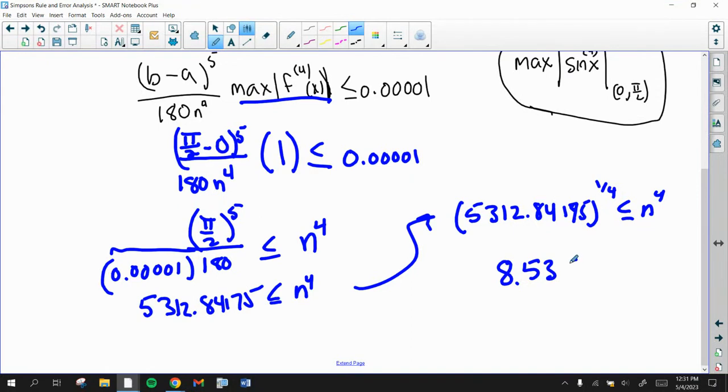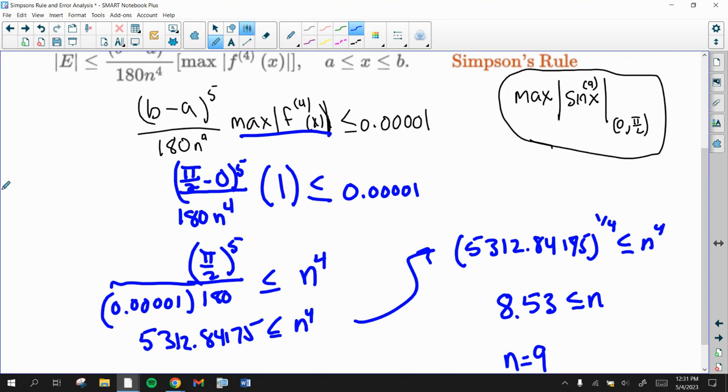8.53. And I'm going to stop there because n is the number of intervals, so it's going to be a whole number. So I'm going to say we should use 9 intervals. N must be greater than 8.53, so we should use 9 intervals to get the error that we want. Hopefully you followed that. And that's all there is to it.